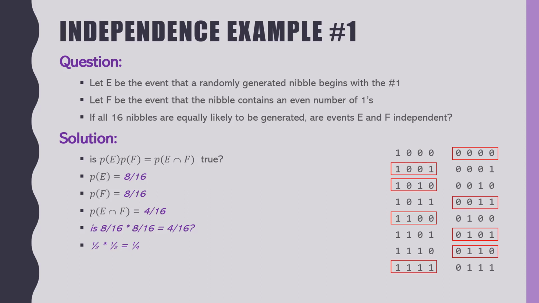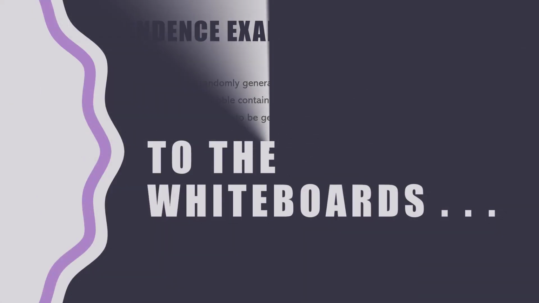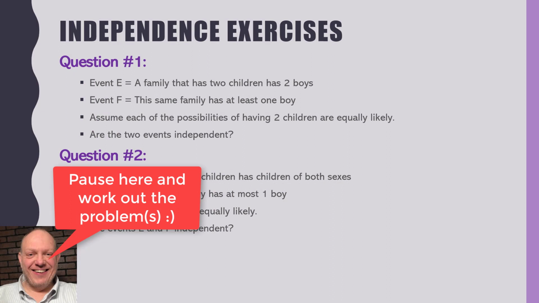In other words, what does it mean to be an independent event? The probability of E occurring is the same whether F occurred or not. That's all it means. So my question originally is, what's the probability of E given F occurred? Well, it's the exact same probability of E occurring whether F occurred or not. That's when they're independent. Now, if the probability of E given F differs when F occurs, then we have dependent events, okay? To the whiteboards.